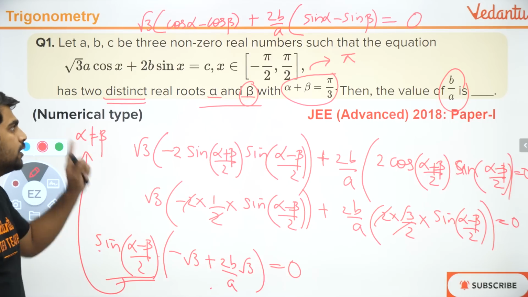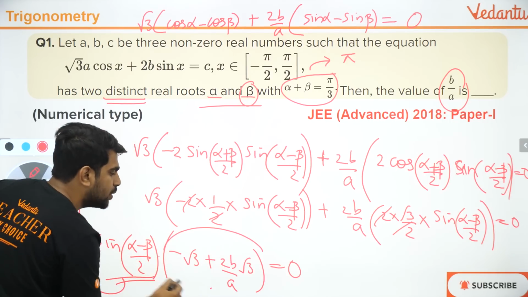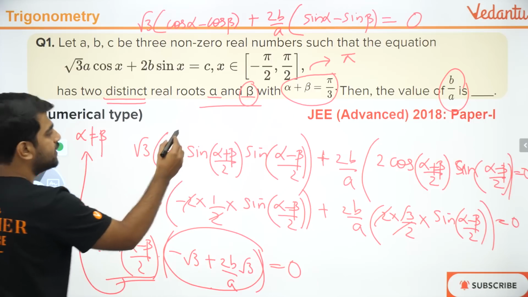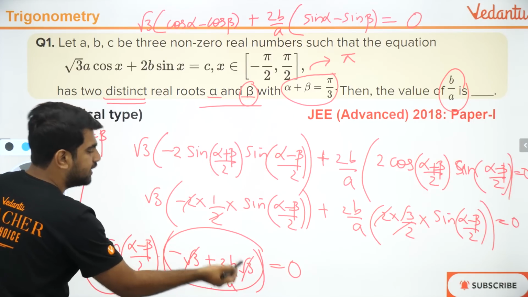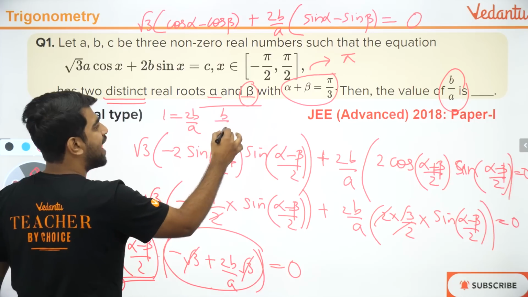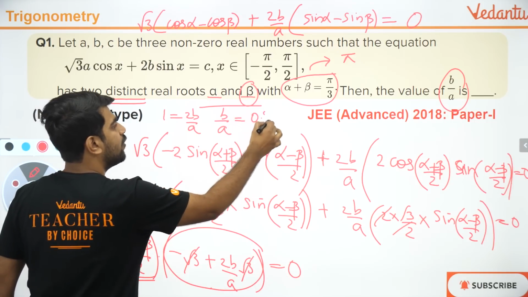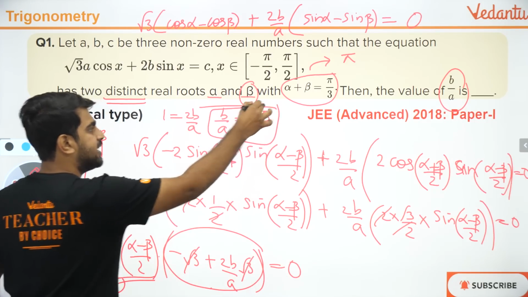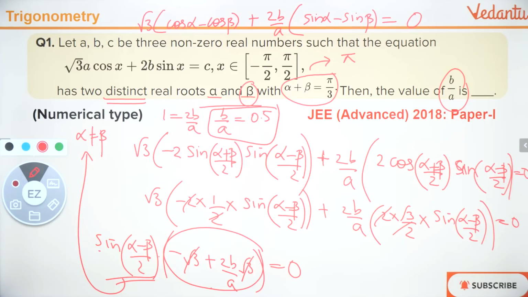Brilliant. Okay. So what has to be 0? This has to be 0. That means what? Can I cancel root 3 and root 3? Then I will have 1 is equal to 2b by a. So what is the value of b by a? The value of b by a is 0.5. That is your answer. Okay.